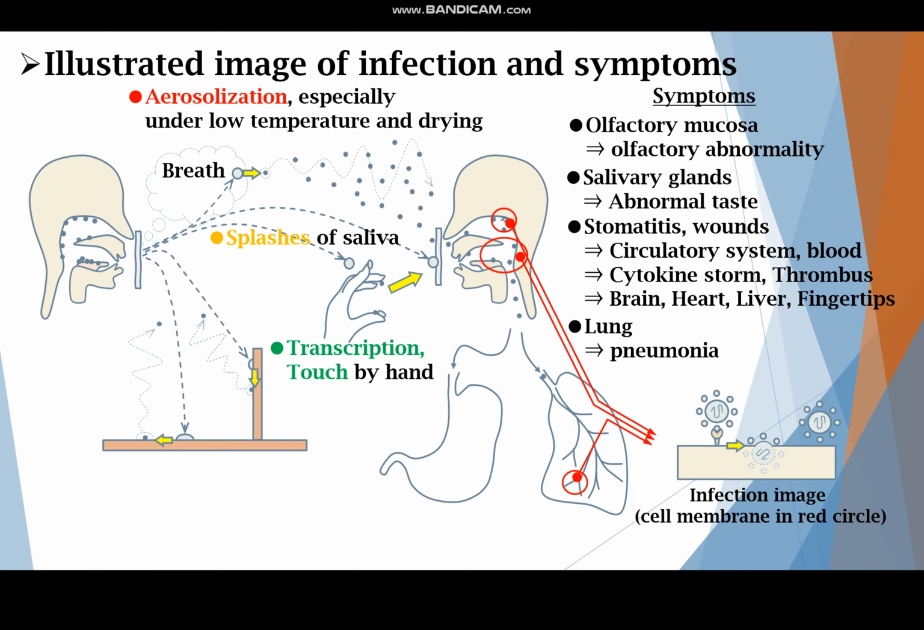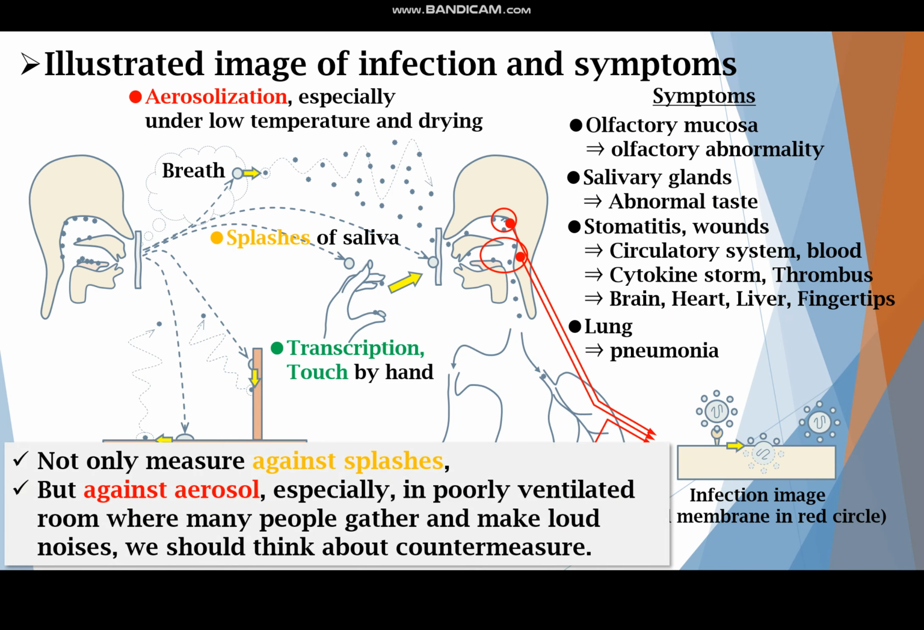If so, not only measures against splashes, but also against aerosol are needed, especially in a poorly ventilated room where many people gather and make loud noise. We should think about countermeasures.